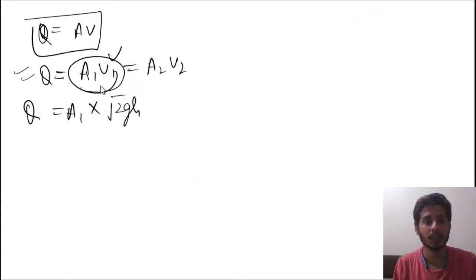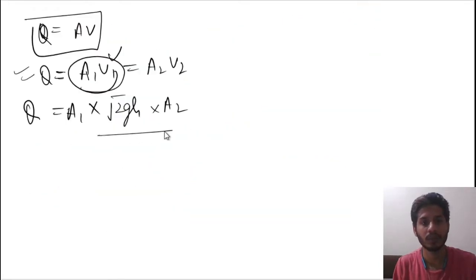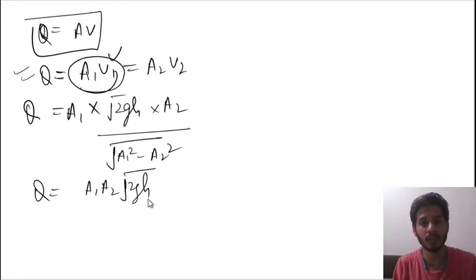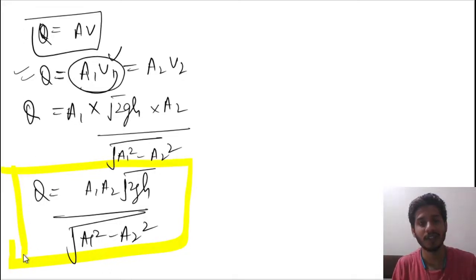Sorry. So A1 into V1, where V1 is root 2GH A2 on root of A1 square minus A2 square. So we can write it as A1 A2 root of 2GH on root of A1 square minus A2 square. So this is your discharge through the venturimeter.